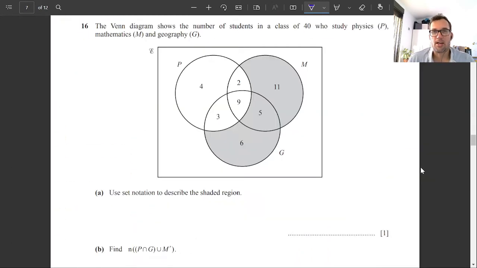Question 16, Venn diagrams. Lots of fun with these things, right? It's just practice to be good at it. So first of all, use set notation to describe the shaded area. What is set notation? It's something like that in question B. See, that's set notation. Okay, so what do we have? Remember with Venn diagrams, we got two main characters. We got the union, which is the one or the other or both, and we got the intersection, which is both.